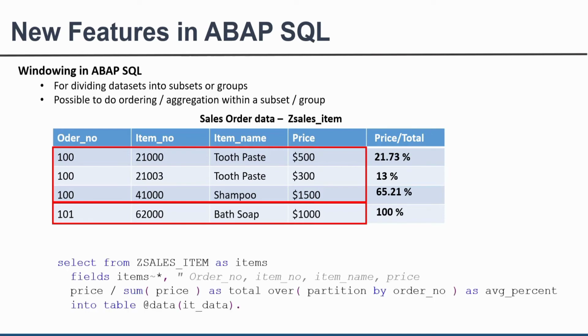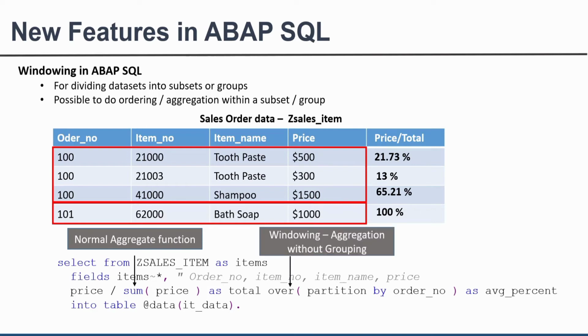Now if you want to write an SQL statement with this, you can say select from Z sales item as items, fields items star, so it will select all the fields. Then you can say price divided by sum of price as total over partition by order number as average percentage into table IT data. So here you can see sum of price is a normal aggregate function. However, you are creating a window using this syntax over.